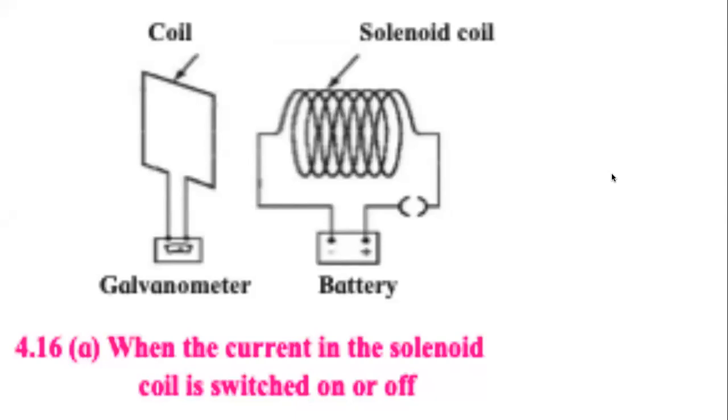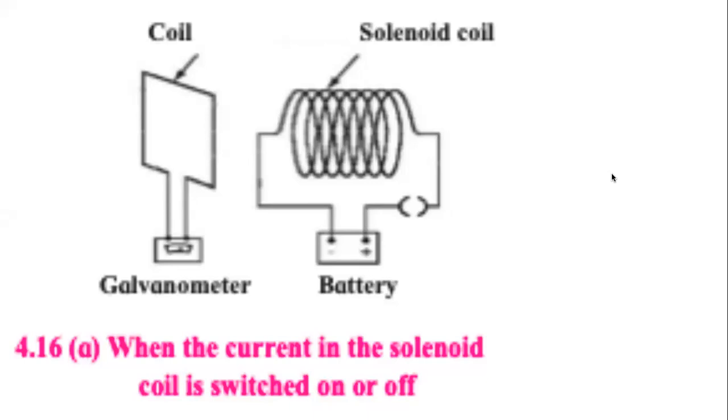Now we need to know this. We need to keep that in mind, because what we are doing here is, instead of using a proper magnet, the solenoid coil with current passing through it acts as an electromagnet. We are passing electric current through it. Because of it, magnetic field is produced. So this is an electromagnet.